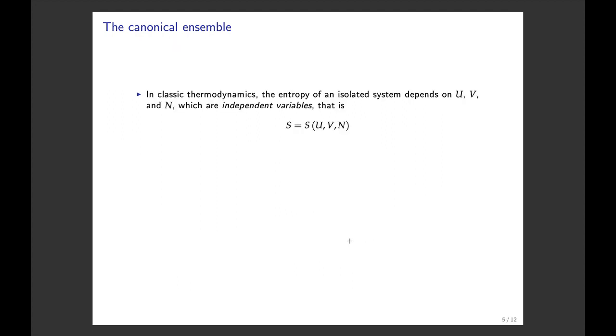Okay, let's think about classic thermodynamics again. In classic thermodynamics, the entropy of an isolated system depends upon the variables total energy U, volume V, and N, the number of items or atoms or particles. These are independent variables, that is U, V, and N. They're considered to be independent variables, such that the entropy is a function of U, V, and N.